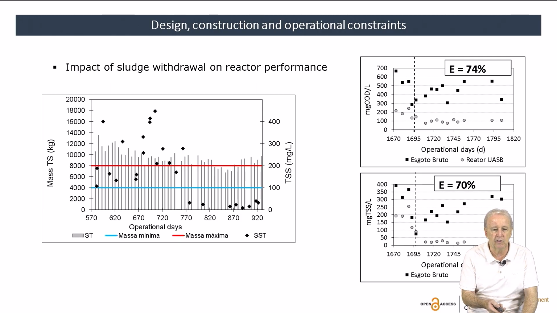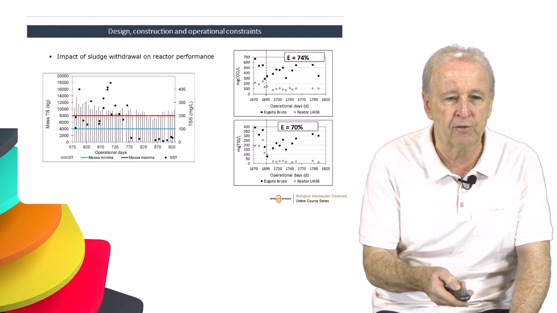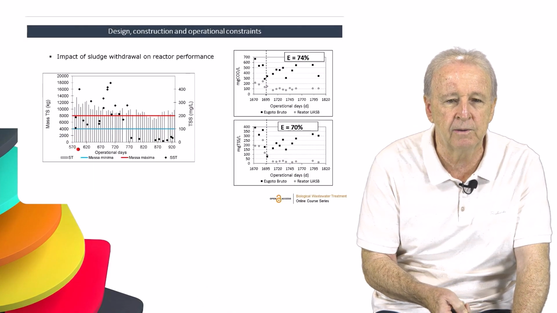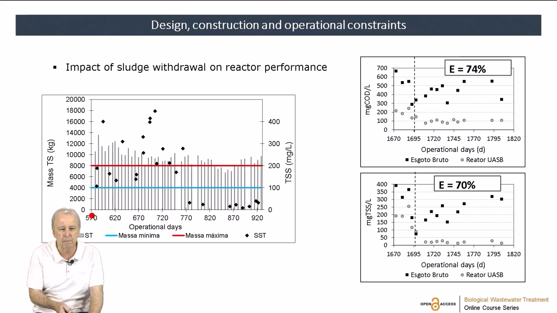Here is a very interesting graph. On the left you see days of operation, from 570 to 920, so almost 400 days, more than one year in general. And on this left axis we have the mass, how many kilograms or tons of total solid sludge present, represented by these vertical bars.